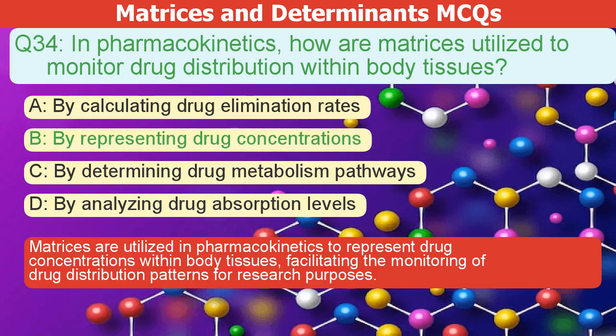The correct answer is B. Matrices are used in pharmacokinetics to show drug concentrations in body tissues. This helps researchers track how drugs spread throughout the body.